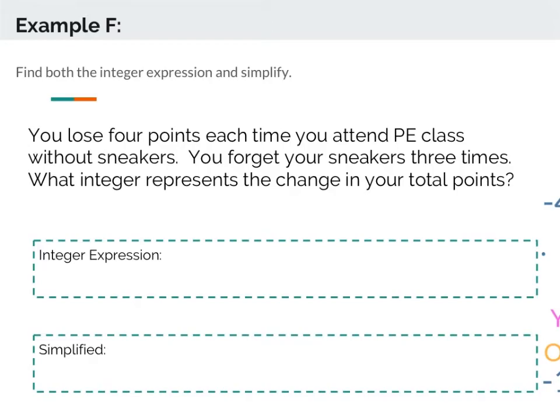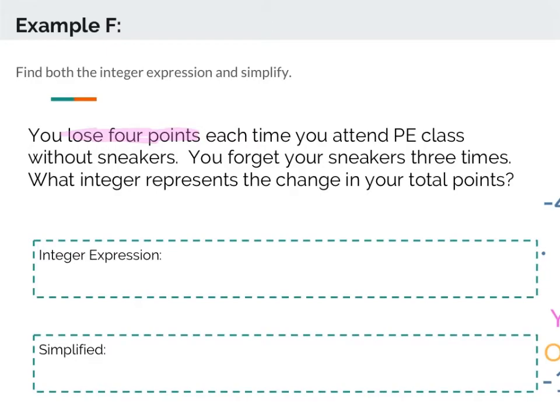So the first one says, you lose 4 points each time you attend PE class without sneakers. You forget your sneakers 3 times. What integer represents the change in your total points? So let's take a look at some words that are very important. We're going to highlight them or underline them if you don't have a highlighter. So you're going to lose 4 points. So lose 4 points, that looks like it's important information, so I'm going to highlight that.